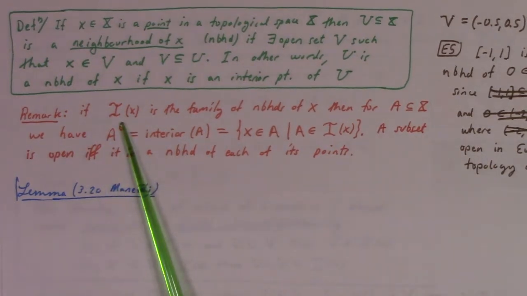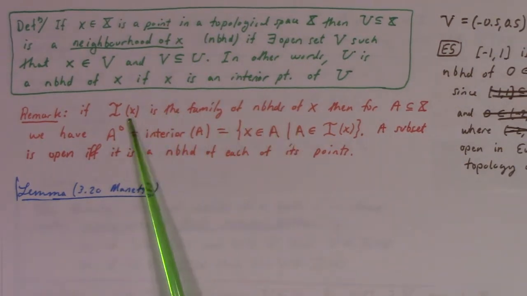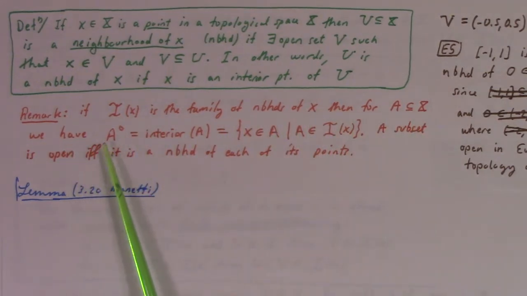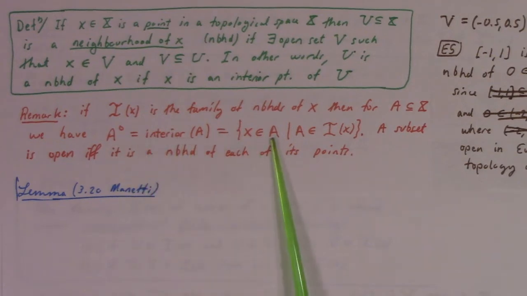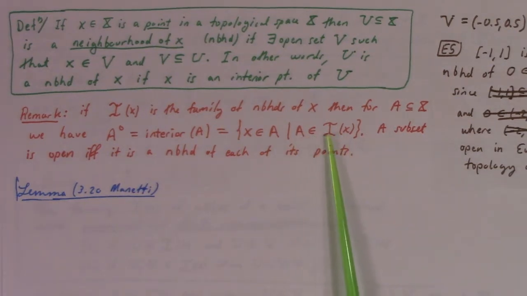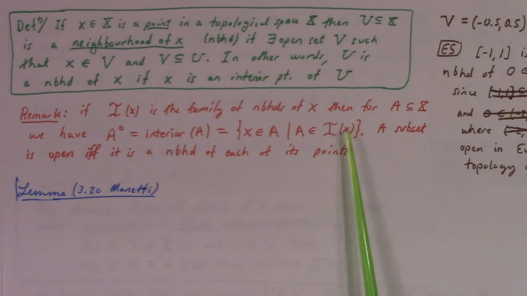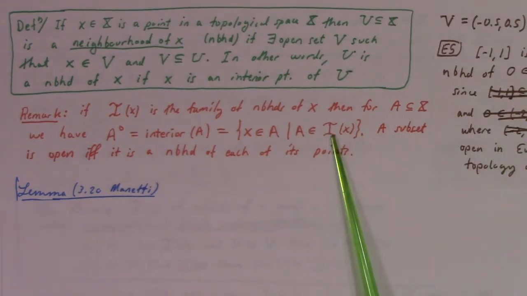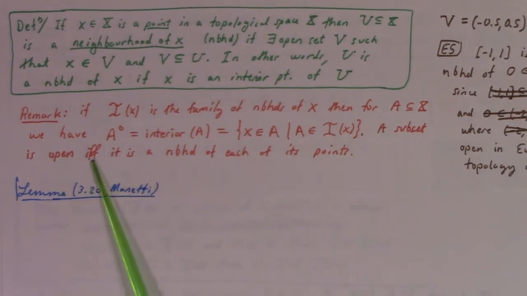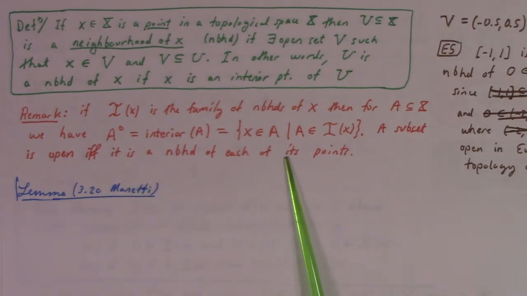Anyway, remark. If we have a family of neighborhoods, we'll call it N(x) of x, so this means it's a collection of neighborhoods of x, right? Then for A a subset of X, we have that the interior of A would be the set of x in A such that A is an element of that family of neighborhoods. A subset is open if and only if it is a neighborhood of each of its points.